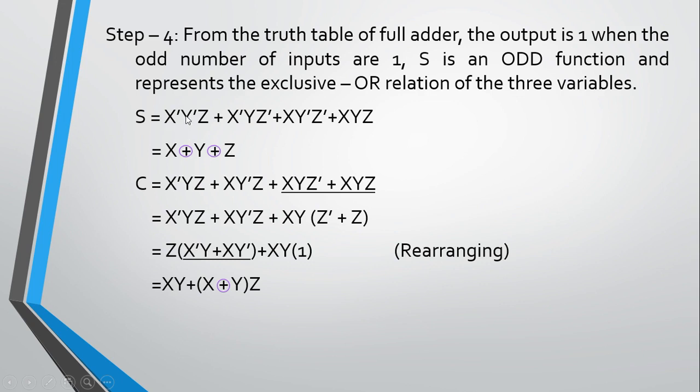So X'Y'Z plus X'YZ' plus XY'Z' plus XYZ can be represented as a 3-variable exclusive OR gate. Is that clear to everyone? Similarly, the Boolean function C can be represented using X'YZ plus XY'Z plus XYZ' plus XYZ.